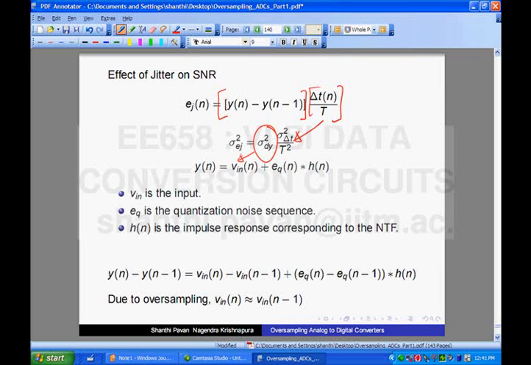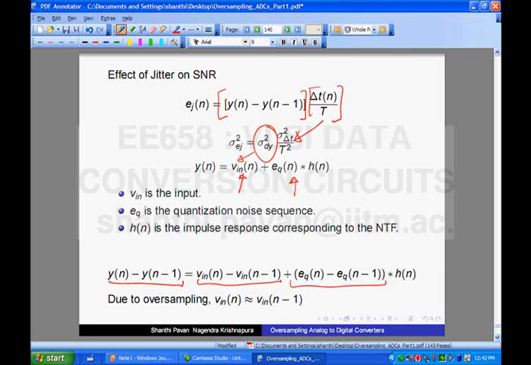We know that the output Y is nothing but the input sampled and goes through the signal transfer function. The STF is pretty much 1. So the output sequence is the input sequence plus, what is this? Shaped quantization noise. It's not quantization noise, but it is shaped quantization noise. Correct? And h of n is the impulse response corresponding to the noise transfer function. So Yn minus 1 is Vin of n minus Vin of n minus 1, correct, plus EQ of n minus EQ of n minus 1 convolved with h of n.